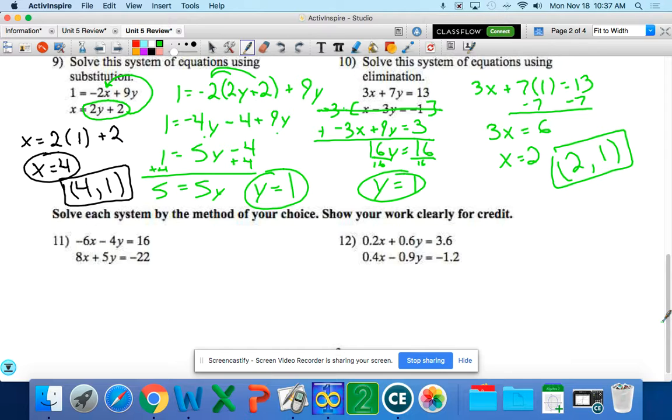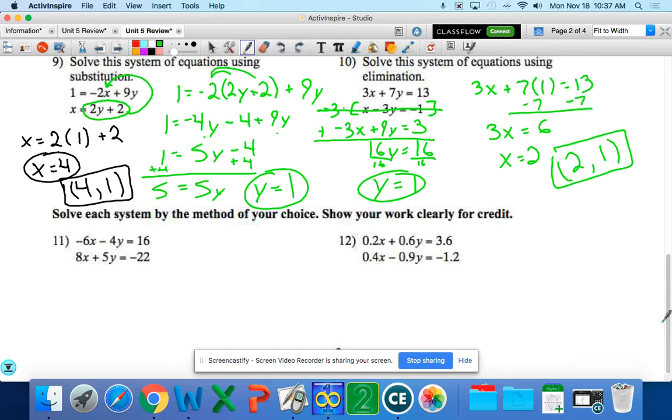Any method. You've got graphing, solve it for y. You've got substitution, solve one of the equations for a variable. You've got elimination, where you've got to line everything up nicely, okay? And that's actually what I think of when I see number 11 as elimination method, okay? Because they are both in standard form, ax plus by equals c. They're already stacked up on top of each other very nicely.